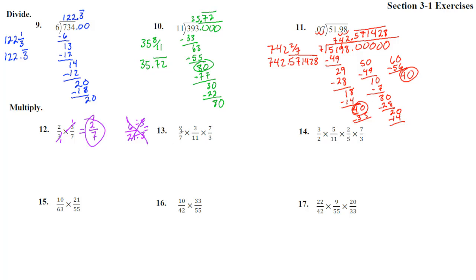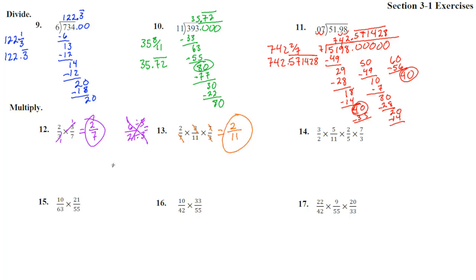We have 2/7 times 3/11 times 7/3. Is there anything on the top, anything on the bottom that can cancel? Notice this 7 can cancel with that 7. They both leave just a 1. And that 3 can cancel with that 3. So yeah, we get 2 on the top and 11 on the bottom.